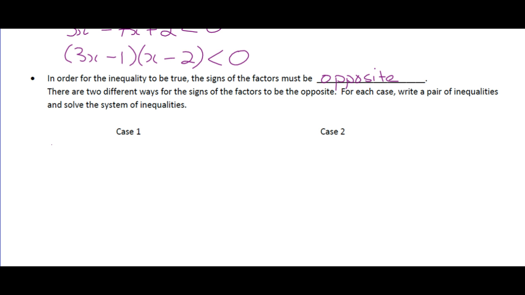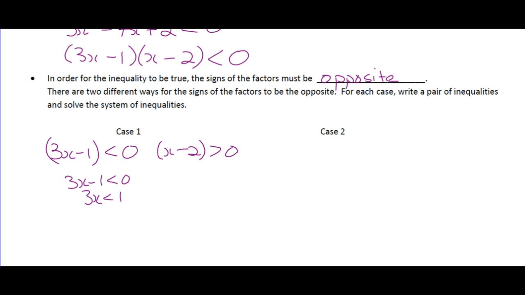So, what can I say about 3x minus 1? We could say it's less than 0. If I have opposite signs, then what does that say about x minus 2? It's got to be greater than 0, right? That's how they have opposite signs. So I need to solve this system. Okay, so 3x minus 1 is less than 0, 3x is less than 1, x is less than 1/3. So as long as x is less than 1/3, it's all going to be good.